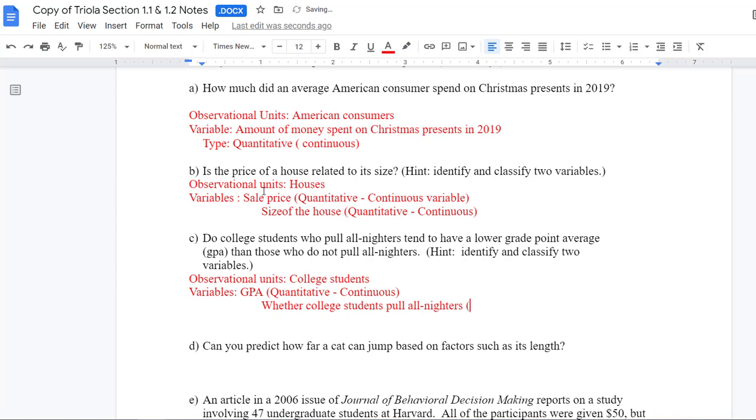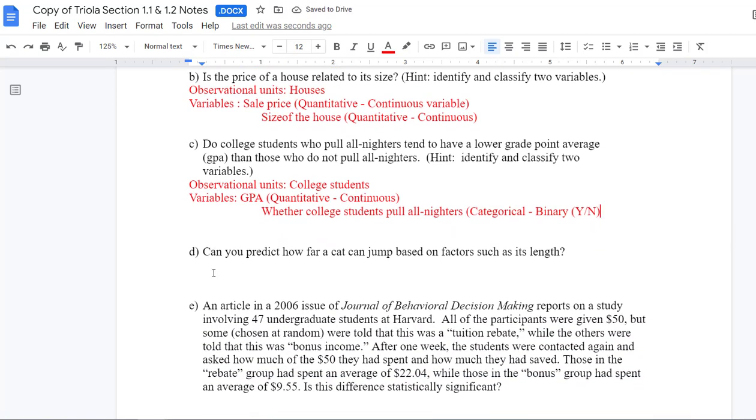And what type of variable is this? Categorical or quantitative? Yes, this is categorical. Is it binary or not? Yes, binary, because the answer to that question is yes, they do, or no, they don't. And then we look at their GPA.